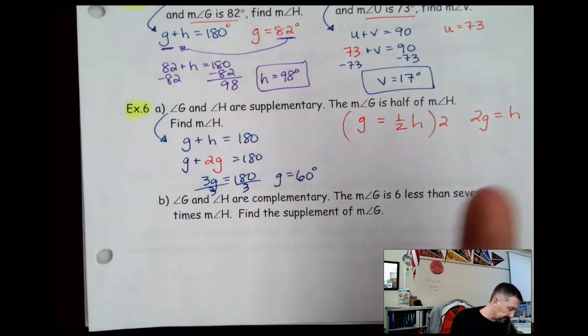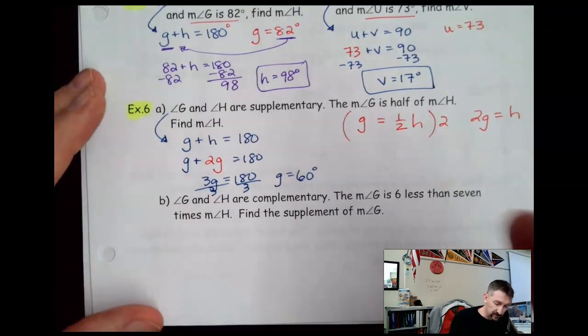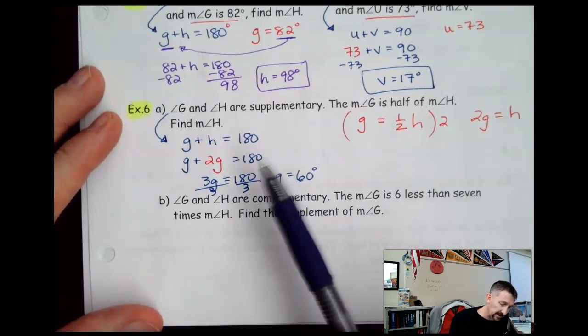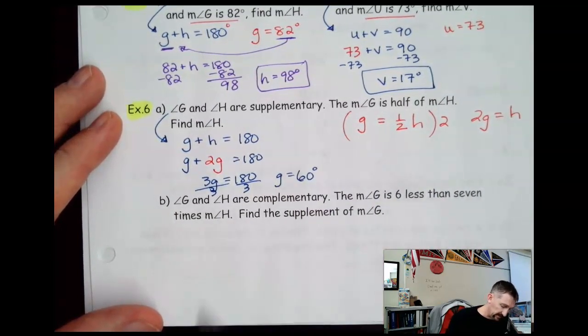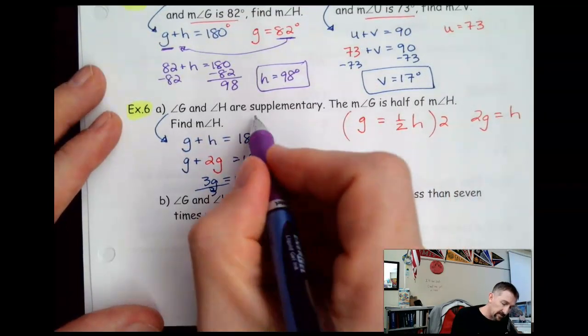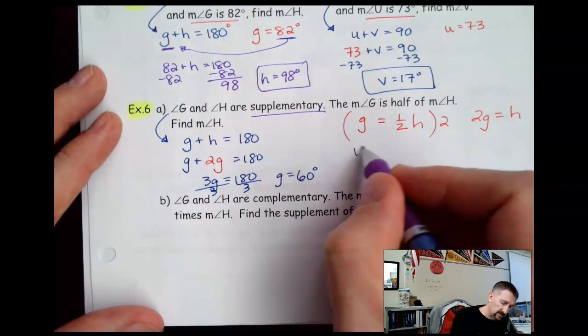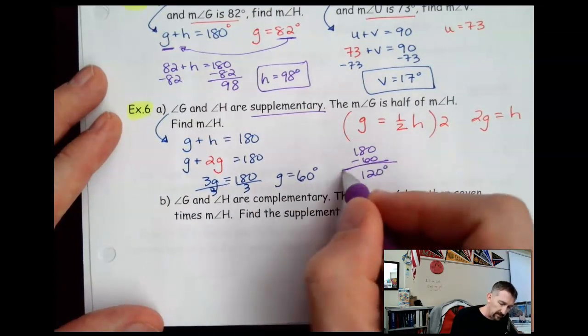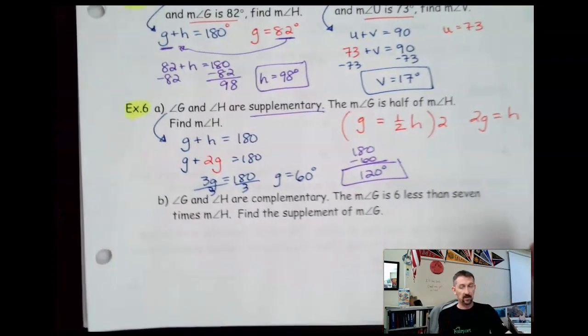Now, the thing is, they asked us to find h, actually, so I was trying to kind of get rid of that fraction early. Now I got to go do one more step, but it's not a big deal. Supplementary means two angles add to 180, so 180 minus 60 is 120. So the answer there is 120.